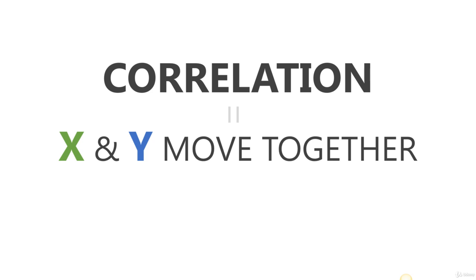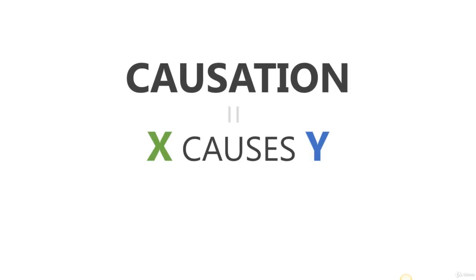Correlation is when two variables, x and y, move together, kind of like this. They move in the same direction. Causation, on the other hand, is when variable x causes variable y. In other words, there's a clear cause and effect relationship here.